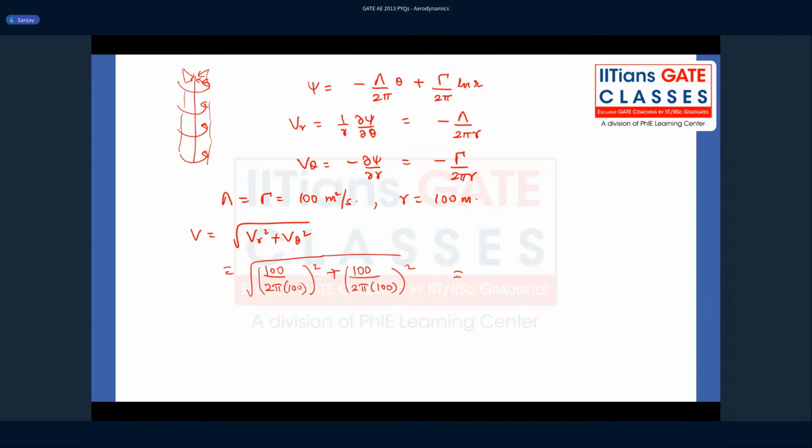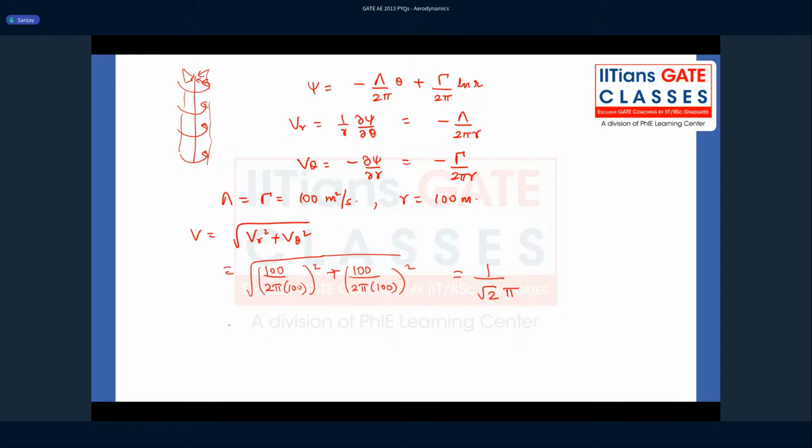Okay. So what is this going to be? This is going to be 1 by 4 pi square plus 1 by 4 pi square, right? Which is 2 by 4 pi square, right? So this is like 1 by root 2 times pi. I hope this is clear to you. So this is the velocity at the point where r is equal to 100 meter. So r is measured from the center, from the axis of the storm, to the distance where the radial location is 100 meters, right? Now you have to find out the pressure at the point.